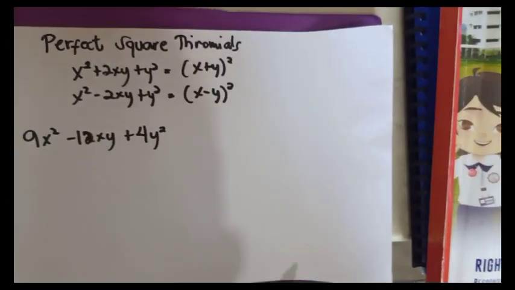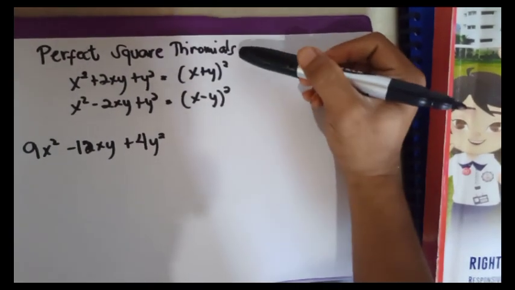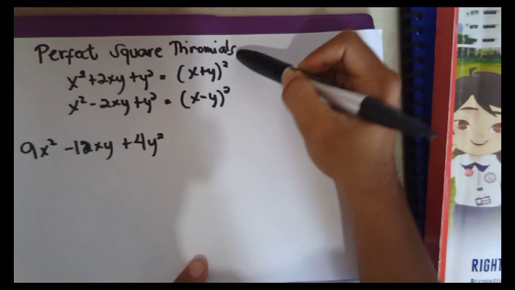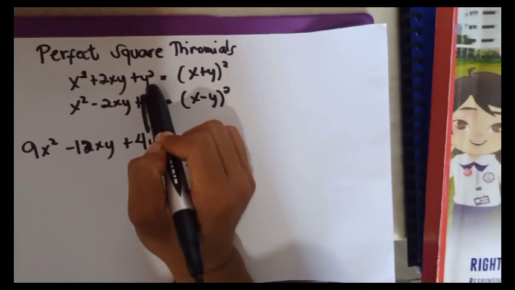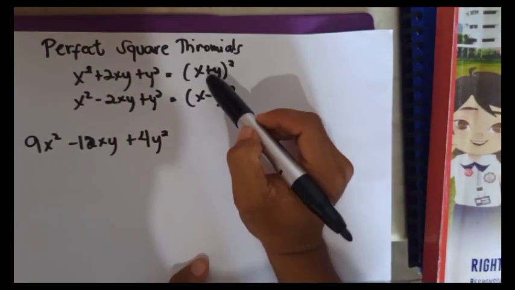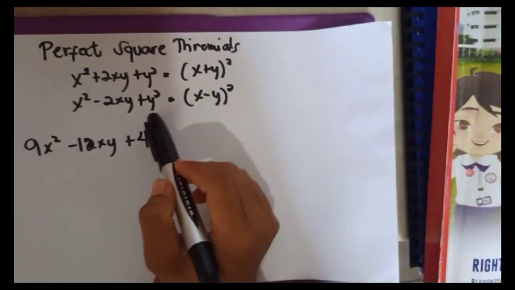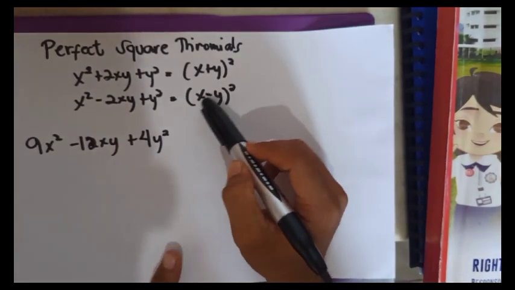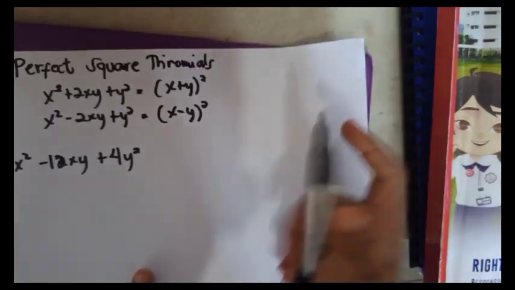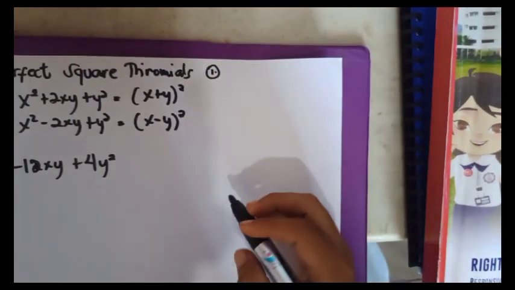Okay, class. So now we are going to use the technique of perfect square trinomials. Now this technique is only applicable if you have a trinomial like this: x squared plus 2xy plus y squared. The factored out form is just the quantity x plus y raised to the power of 2. And in the difference, x squared minus 2xy plus y squared is equal to the quantity of x minus y squared. Now, for us to determine if we can use this technique, let's first know the steps.